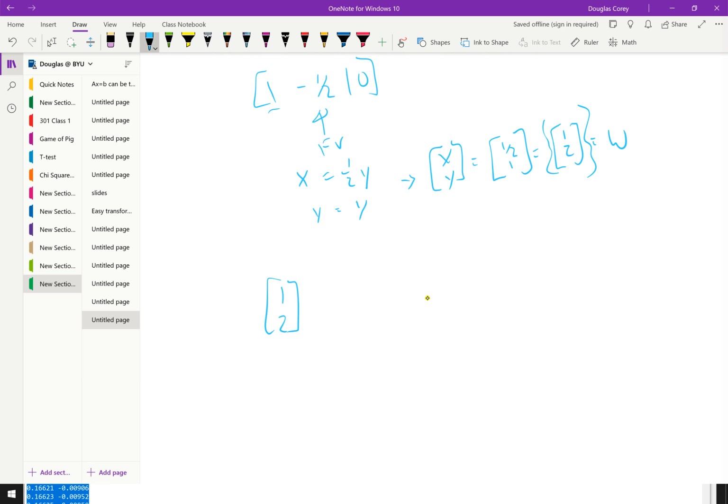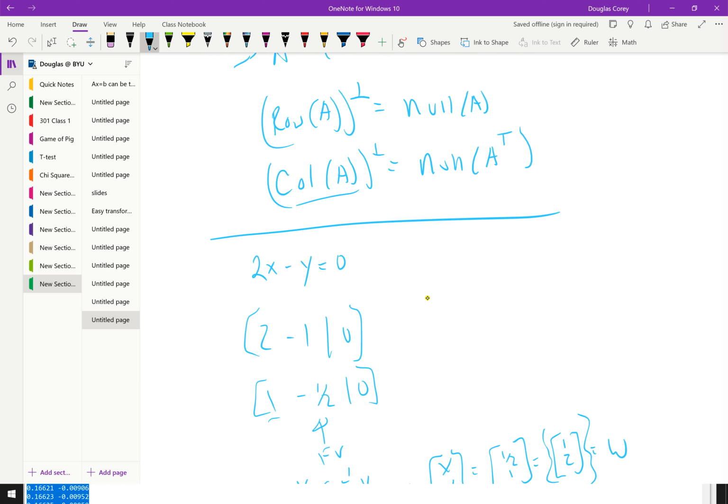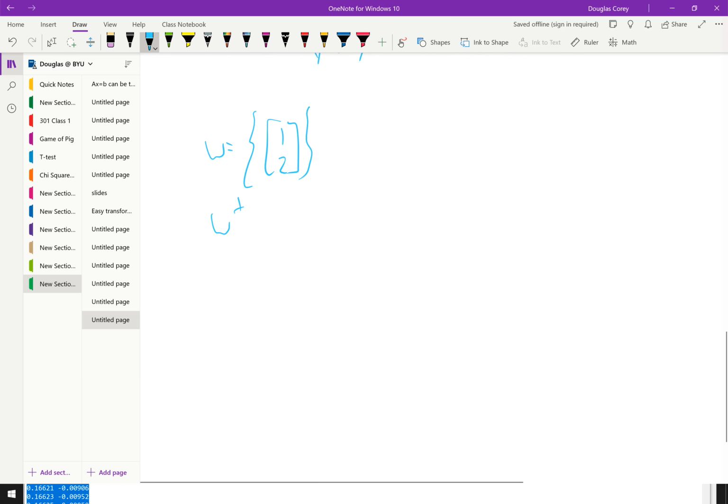So if this is W, the span of all that, then W perp, by the theorem, says if I want to find the orthogonal complement of a column space, I want to find the null space of A transpose. So A transpose is 1 2, and I want to find the null space, so I'll augment it with 0, and then I solve and find the solutions here. All the solutions of this are the orthogonal complement of W.